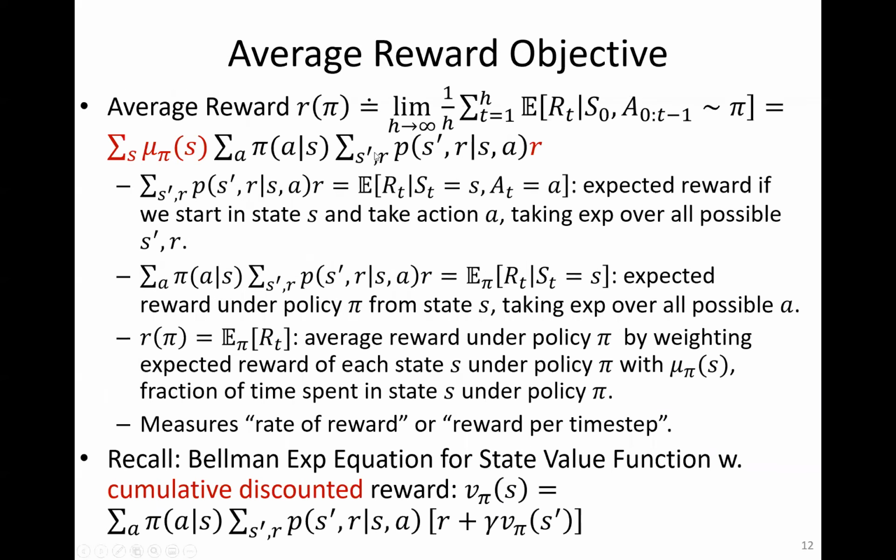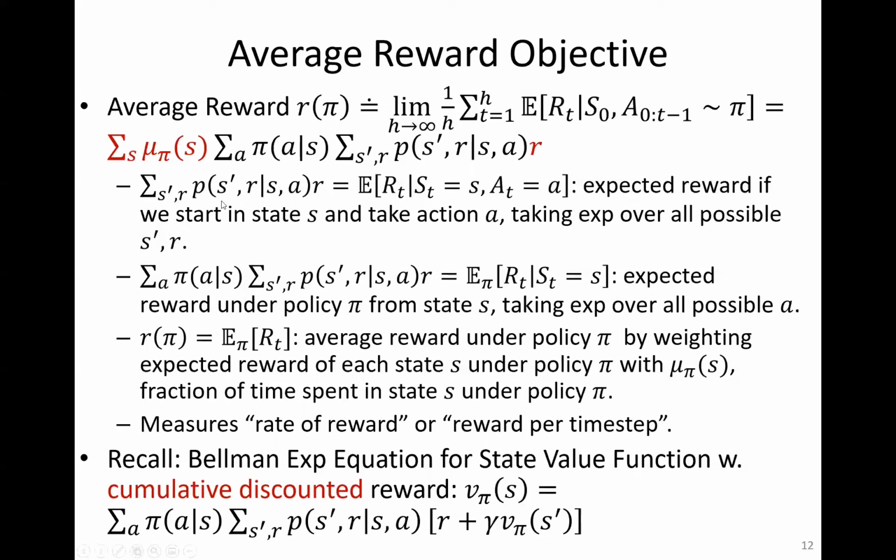So that's why. This is the average reward, as opposed to the cumulative discounted reward. It's the sum over the expected reward within the horizon h, and h goes to infinity. So let's parse it one by one.